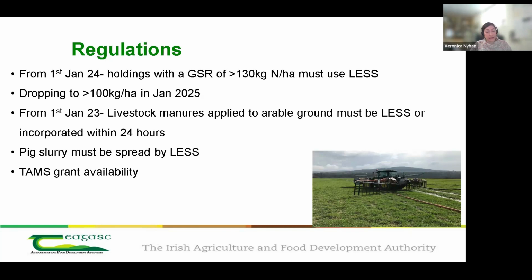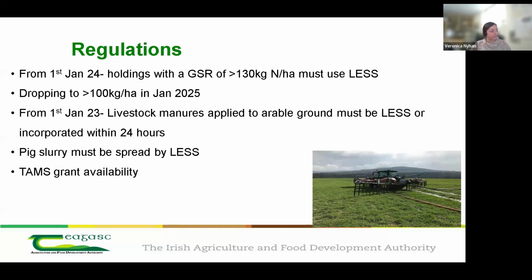Just be aware there's a TAMS grant available. However, the terms and conditions are that when it becomes mandatory for you to use low emission slurry spreading, you tend to get eliminated from the grant availability. So I would recommend that anyone who is currently under the 130 but likely to be over the 100 kilograms of nitrogen per hectare in 2025, this is the time to avail of the TAMS grant for low emission slurry spreading equipment.